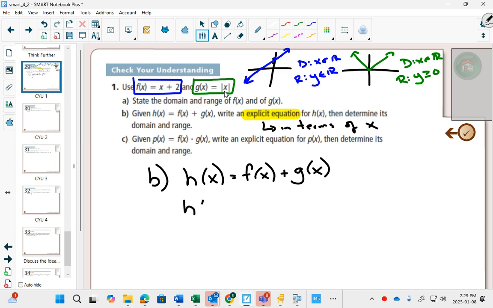So all we would have to do to get our explicit equation is instead of writing f of x, write x plus 2. And instead of writing g of x, write the absolute value of x. So I just substituted those in. I guess we wouldn't need any of those brackets, actually.